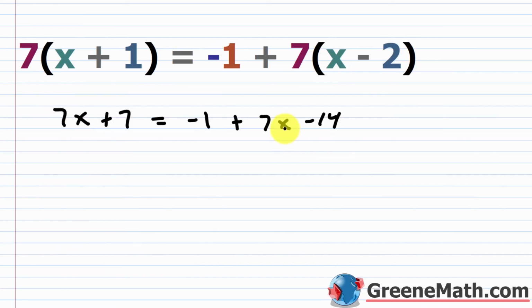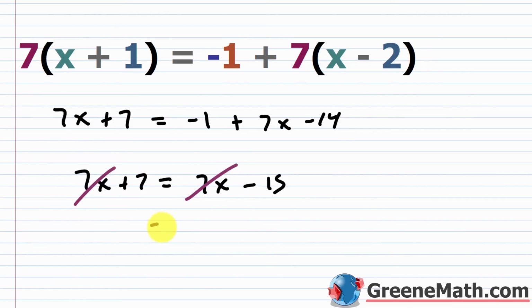And basically, if you combine like terms over here, let's just put 7x plus 7 is equal to negative 1 minus 14, which is going to be negative 15. So this is 7x minus 15. This you can just go ahead and cancel, right? If I subtract 7x away from each side, it's gone. You're going to be left with 7 equals negative 15, which is false.